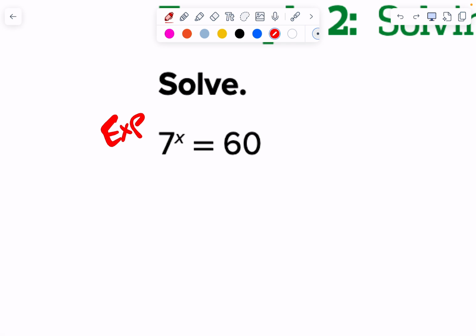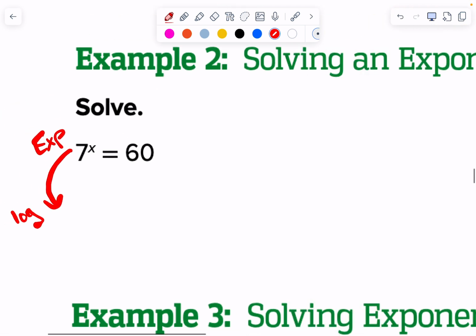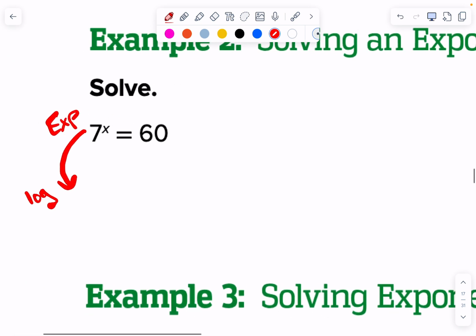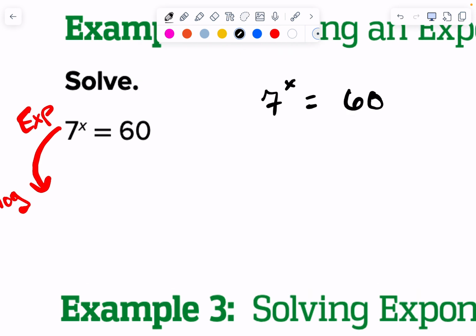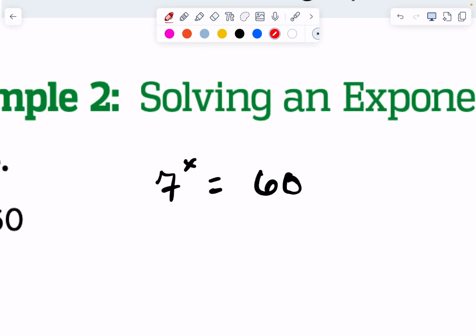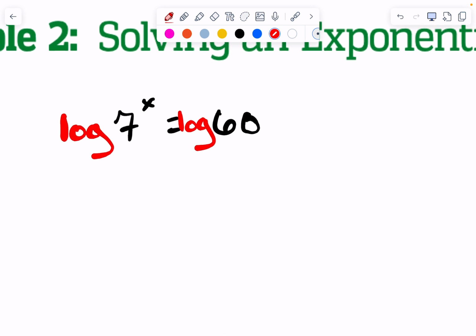So, I just said to you up above, if I'm in exponential land and I am stuck, I am going to switch it to log land. Okay, now we have a couple options. You decide which option you want first. Here's what I can do. If I have 7 to the x power equals 60, in order for this to be legal, I can add a log in front of both sides. What's the base of that log? 10. Okay, I can do that.